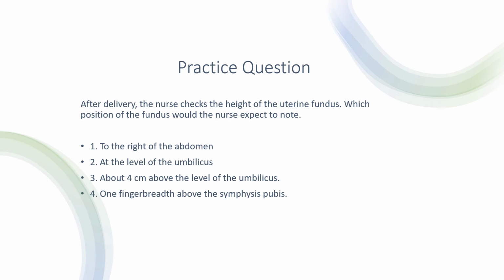Right after delivery, the uterine fundus would be at the level of the umbilicus, or 1 to 3 finger breadths below it. If the fundus is 4 centimeters above the umbilicus, this may indicate that there are blood clots in the uterus that need to be expelled by fundal massage. If the fundus is noted to be to the right of the abdomen, it could indicate a full bladder. By about 10 days postpartum, the uterus will be in the symphysis pubis area.